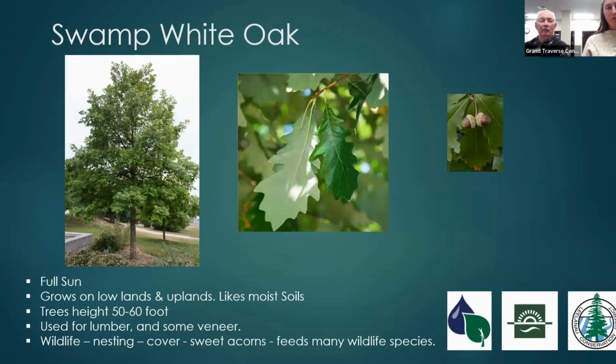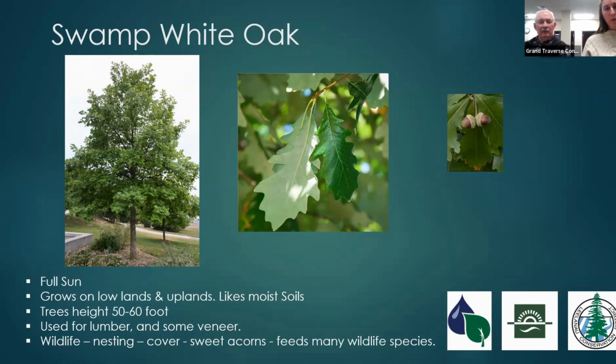Swamp white oak is another very big favorite of mine. The first ones I saw were on the Muskegon River, and they're just monstrous trees. The name suggests that it likes wet areas, and indeed it does, but it will grow on upland sites and do very well. The survivability of this tree is extremely high. Compared to a lot of trees, there's a higher percentage of them that survive. It's in there with the bur oak also.